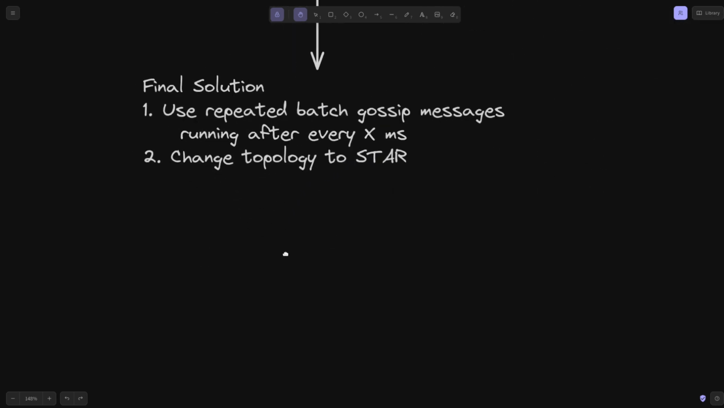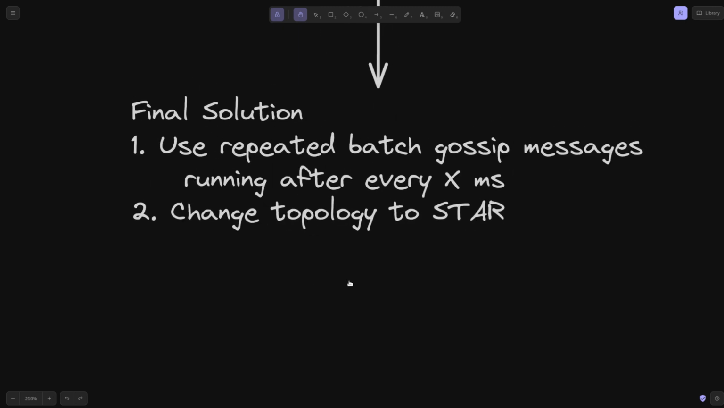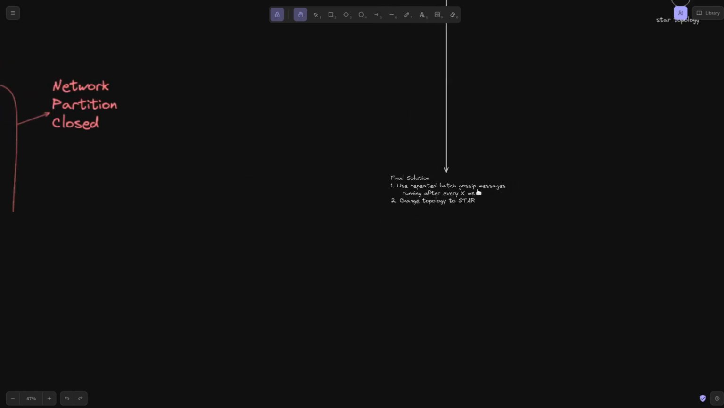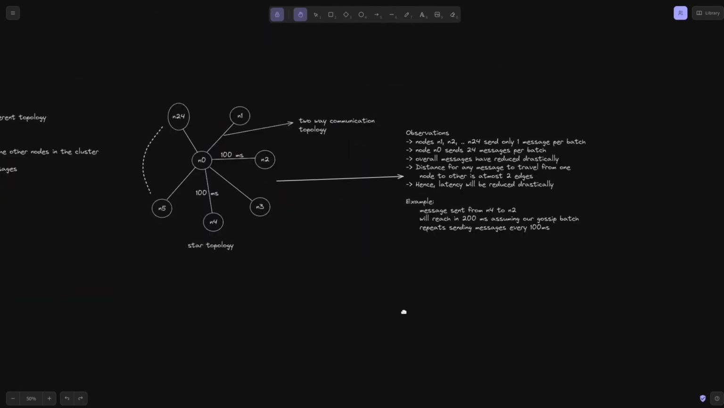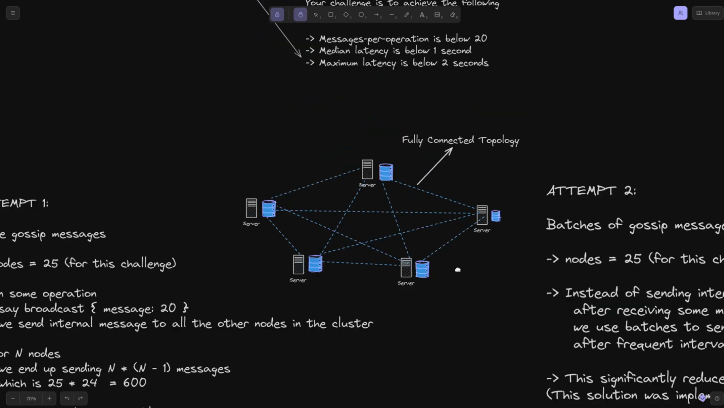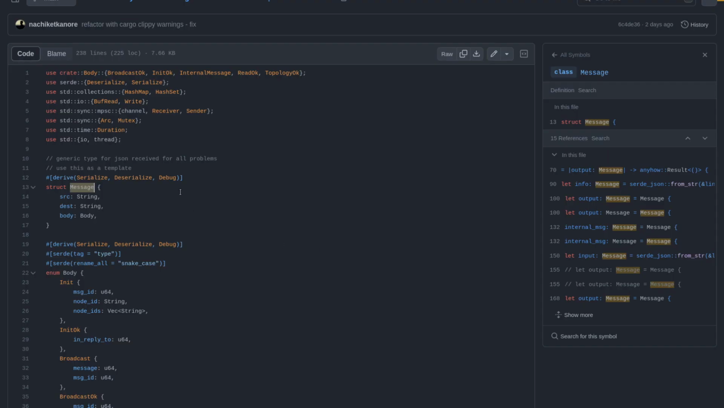The final solution is to take the same solution from the fault tolerant broadcast implementation, and use batch gossip messages every X milliseconds. We already used this in the fault tolerant broadcast implementation, and we change the topology to star topology. In the previous implementation we used the fully connected topology. You just need to use the star topology in our case now. So that's all about the observations and the insights with this problem. Let's go ahead with the code.